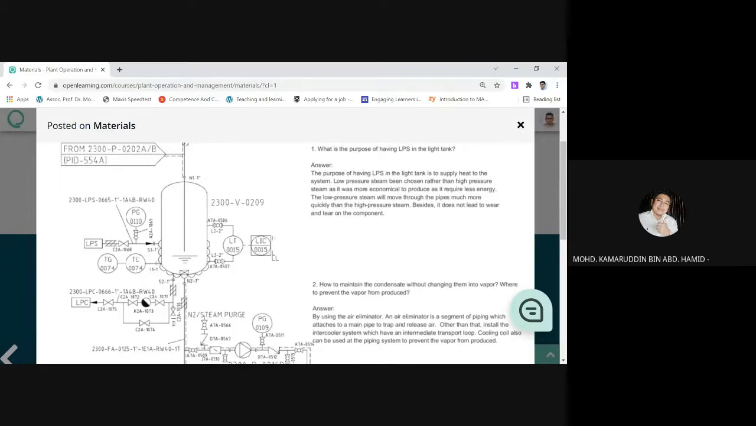So there is a first question. Now, what is the purpose of having LPS? What is the purpose for you to have a low pressure steam coming into the jacket? Okay, into the jacket. This is just for you to hold that light component before you go to the main storage.